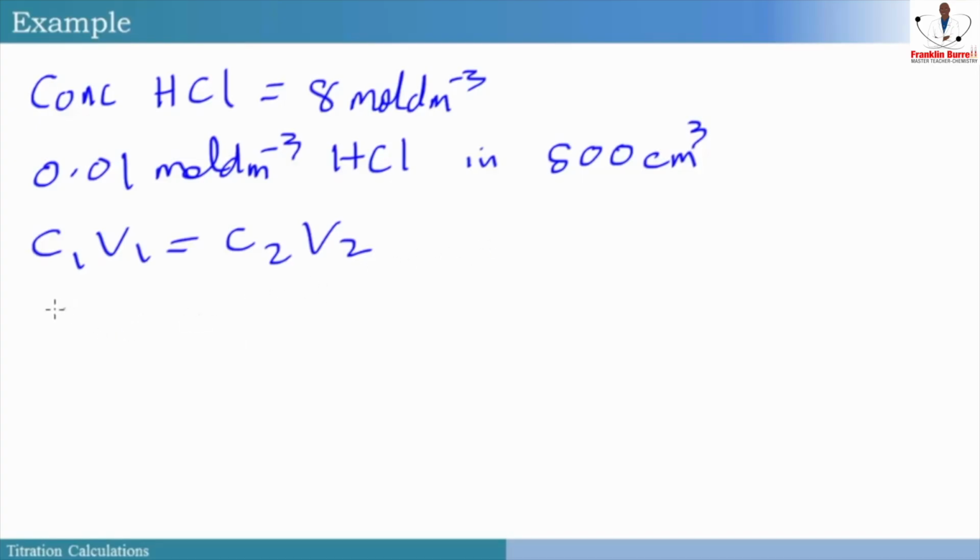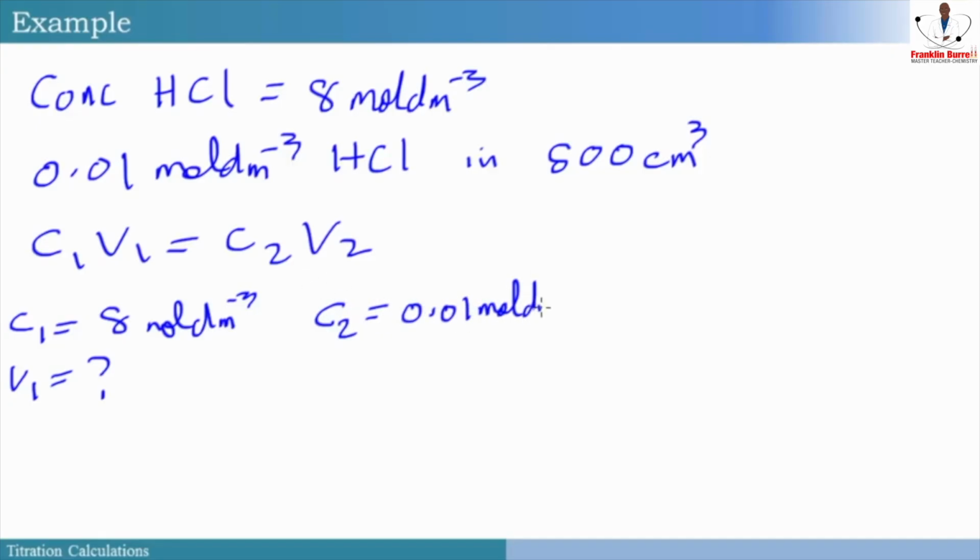So we know C1 to be equal to 8 moles per dm cube. We know V1, that is our unknown. We know that C2 is the concentration that we want of 0.01 moles per dm cube. And we know volume 2 to be 500 cm cube. Now in this case, there's no need to convert cm cube to dm cube because the units would cancel out in the equation here.